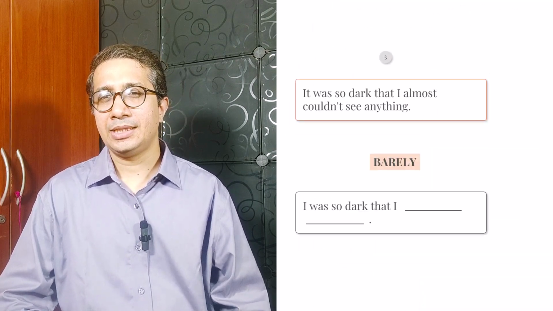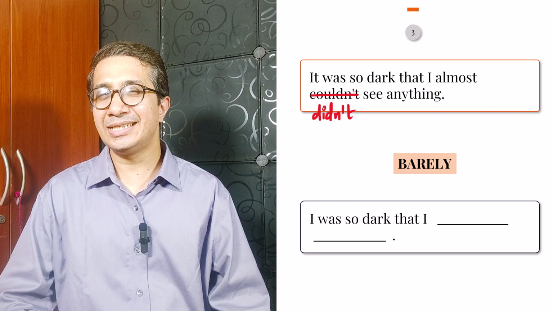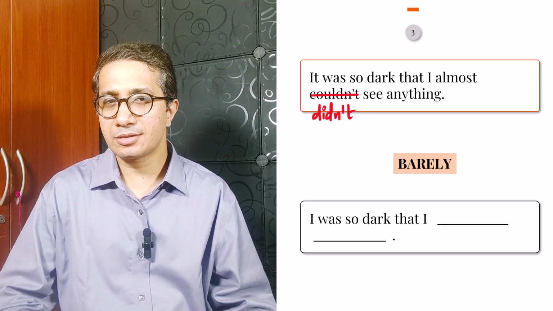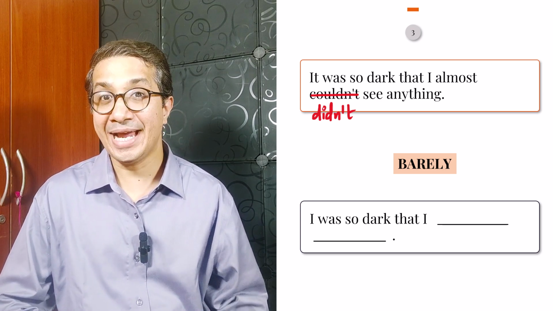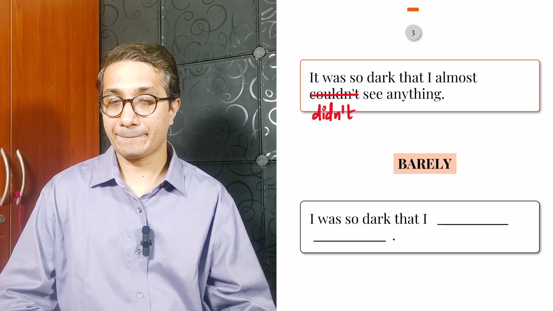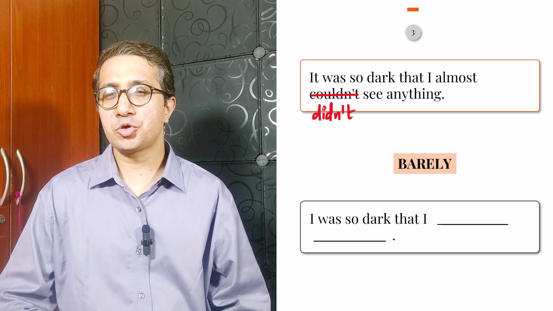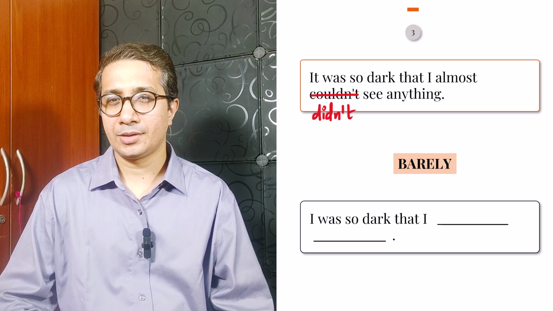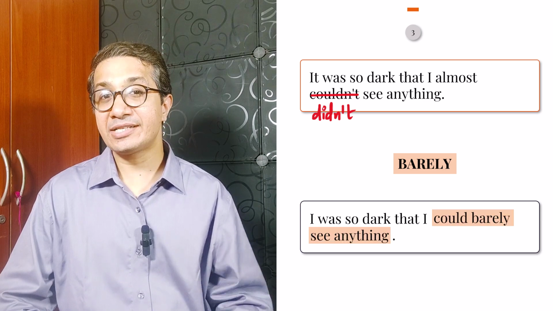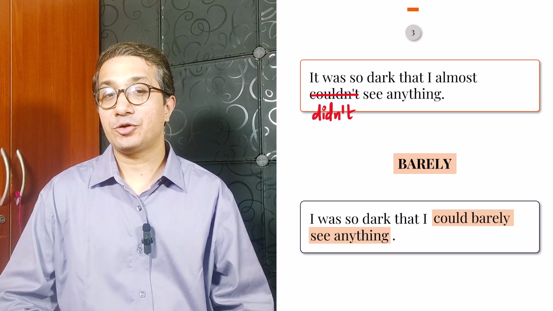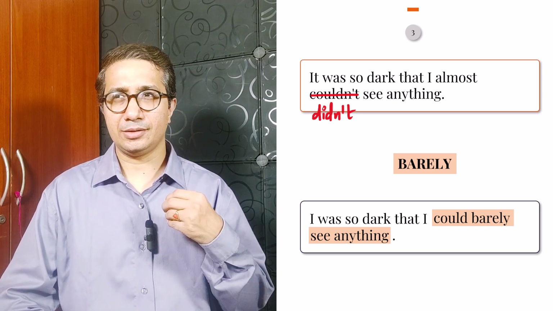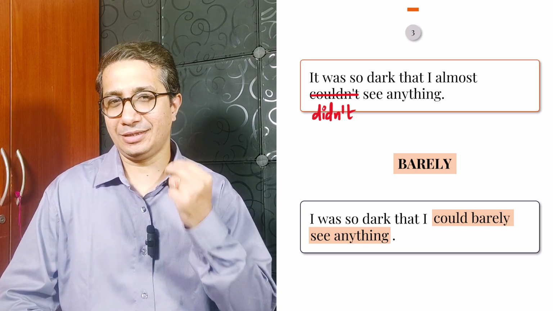Number 3, it was so dark that I almost didn't see anything. The keyword barely, which rhymes with rarely. Okay. The second sentence, it was so dark that I could barely see anything. Barely is an amazing adverb. It almost always makes you sound fluent.